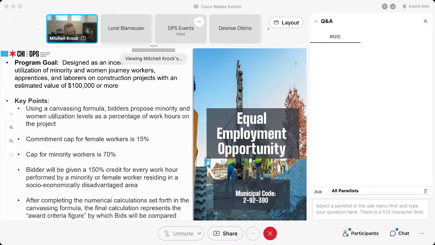You will receive 150% credit for every work hour performed by a minority or female worker residing in a socioeconomically disadvantaged area. I'll go over that concept a little more later. And after completing the numerical calculations and applying the formulas, the final calculation will represent your award criteria figure. We'll start with that for looking at your bids, but after we calculate the award criteria figure, we'll also apply further bid incentives, which I'm about to go into a few more of them.